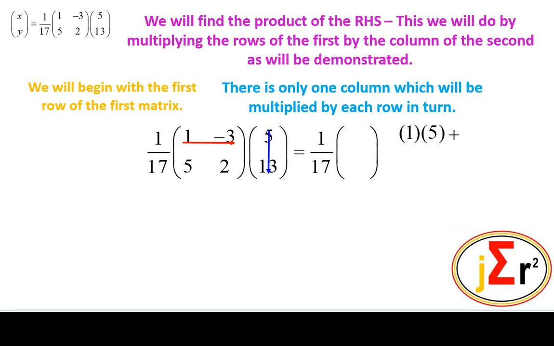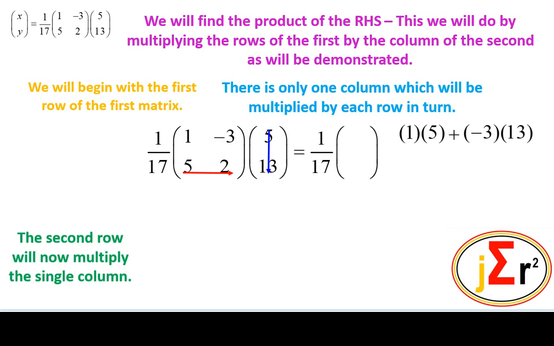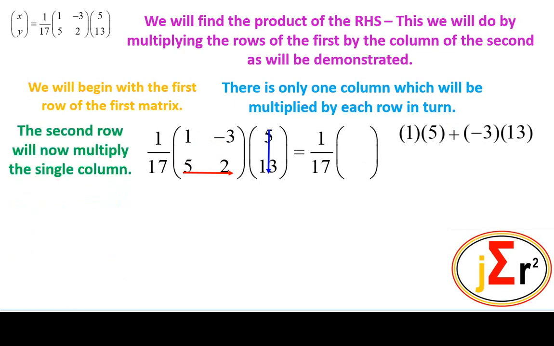1 multiplied by 5 plus negative 3 times 13. We are finished with the first row. We move to the second row. The second row will now multiply the single column that we have there. 5 will go with 5, and 2 will go with 13, meaning that the first goes with the first and the second goes with the second.